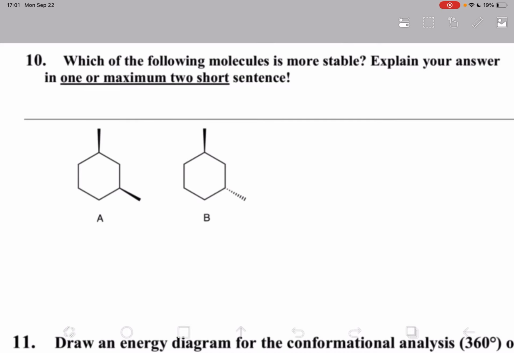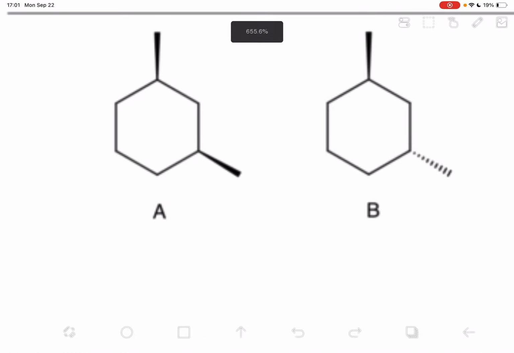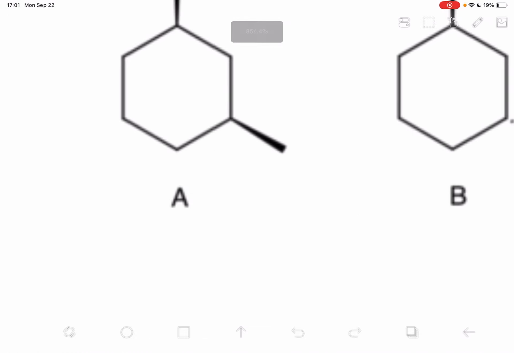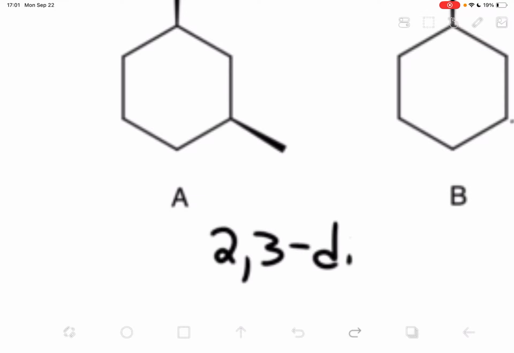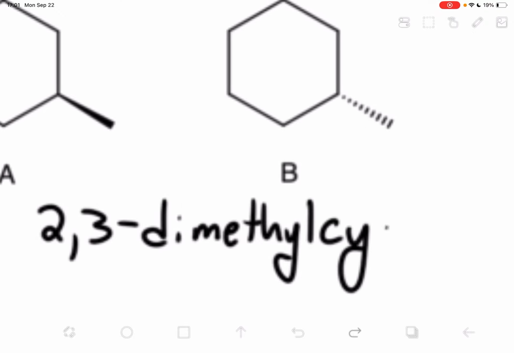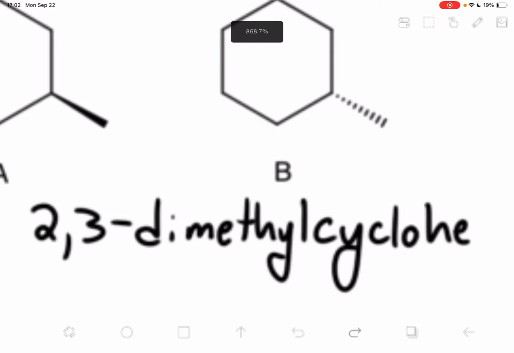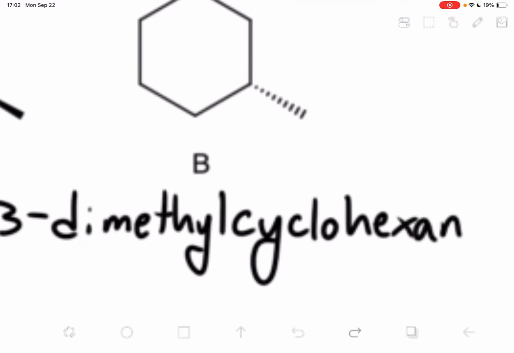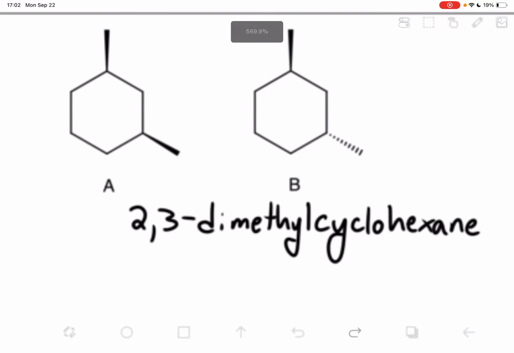Which of the following molecules is more stable? So right here, we are looking at a molecule known as 2,3-dimethylcyclohexane. That is one big long word, but it tells us we have two substituents here.